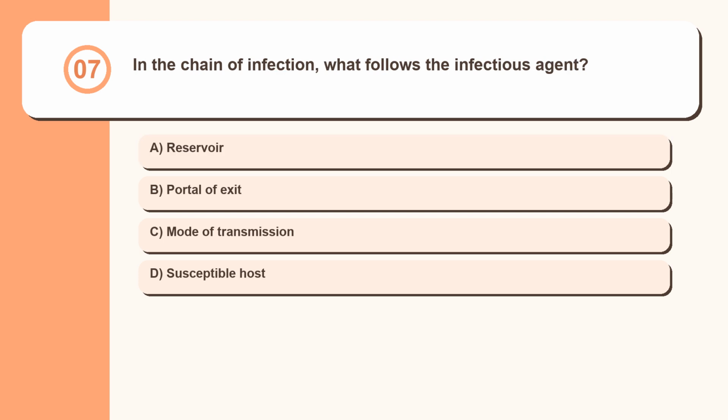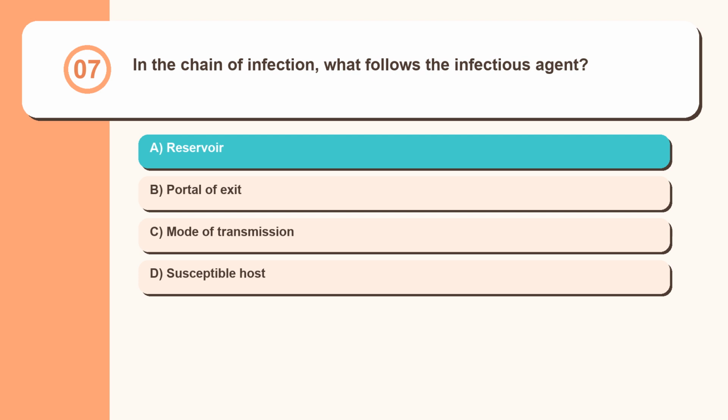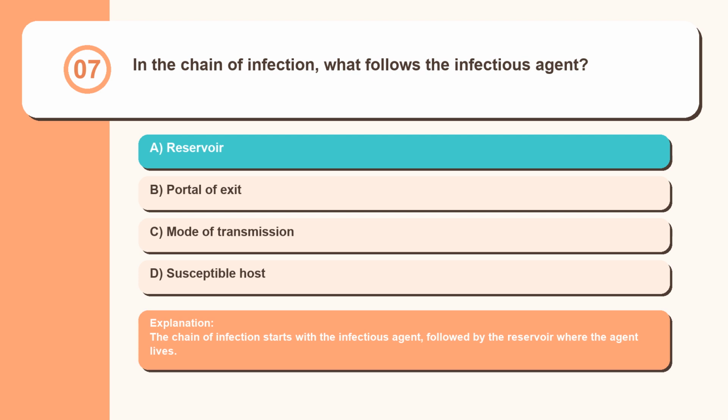Question 7. In the chain of infection, what follows the infectious agent? Reservoir, portal of exit, mode of transmission, susceptible host. The chain of infection starts with the infectious agent, followed by the reservoir where the agent lives.